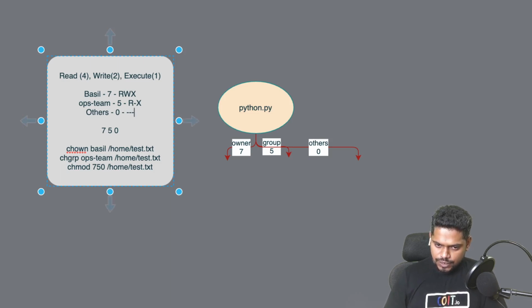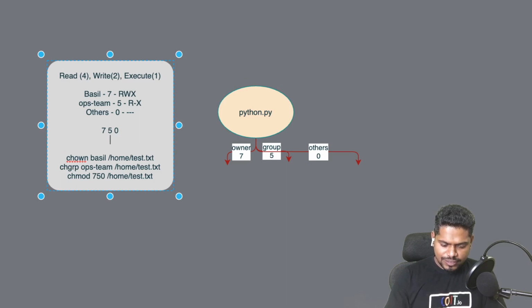And 750, when you do it, it will look like this: read, write, execute, space. Actually there is no space, I am putting space. Read, minus, execute, then minus. So this is the permission of Basil, the permission of opsteam, and the permission of everyone else, that is 0. It's blanked out.